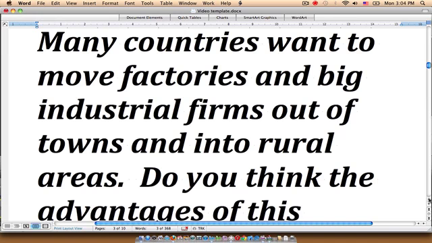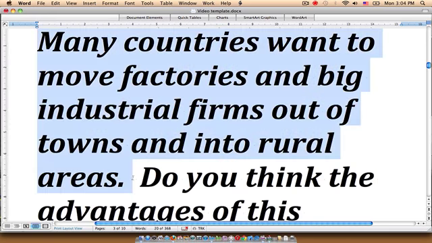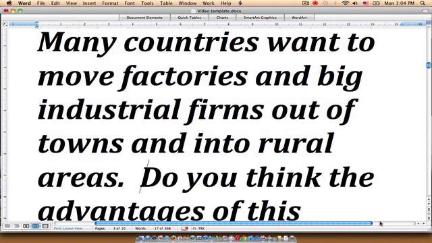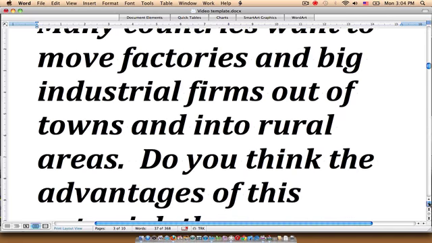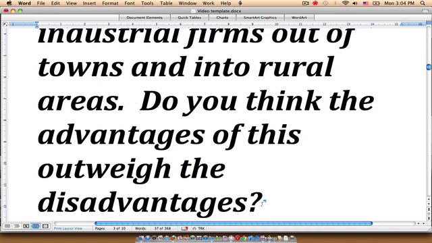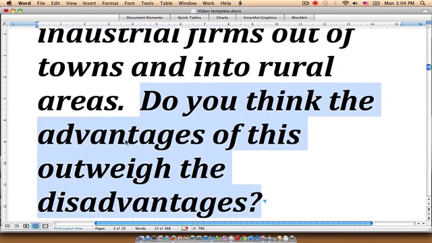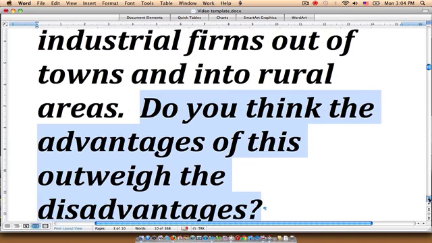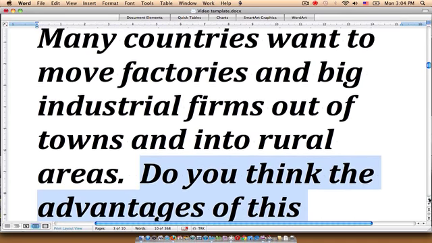Okay. Now, what you see in this essay question is a very straightforward pattern. We're given first a background sentence, and then we are given instructions. So the instructions ask us specifically, do we feel that there are more advantages to the proposed situation, or are there more disadvantages? So that's straightforward. Now let's look at the background sentence.